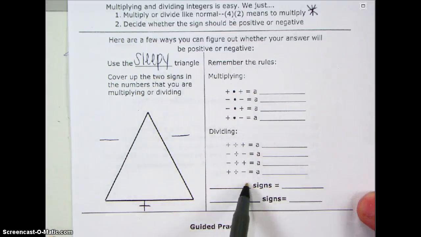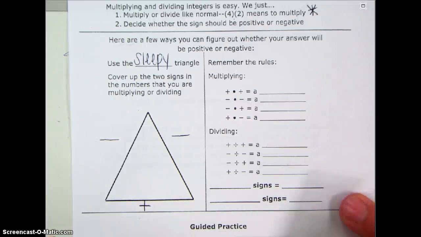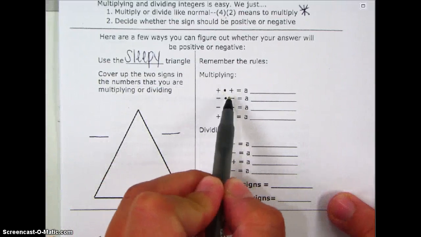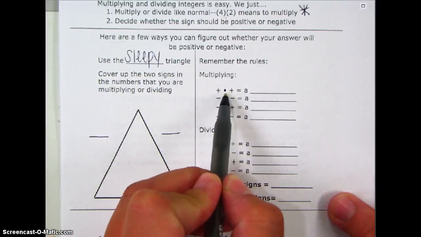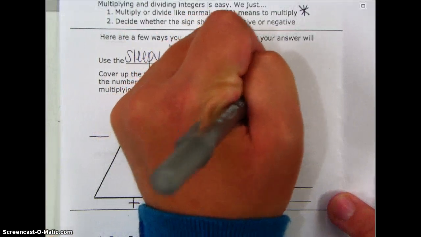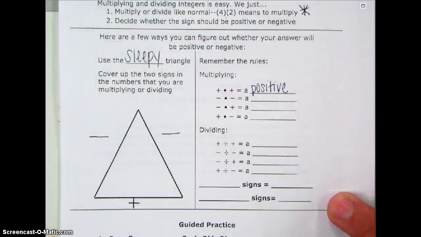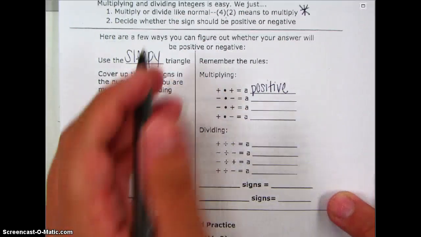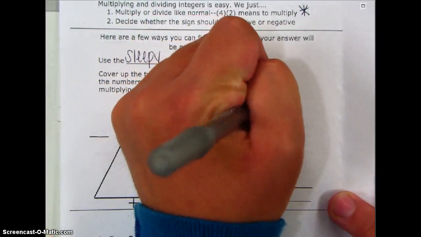You can also just memorize the rules. Pretty much what you need to know is that if you have two positives and you're multiplying them, remember that this little floating dot means to multiply, you will get a positive answer. So two positives multiplied together gives you a positive. Two negatives multiplied together also gives you a positive answer.